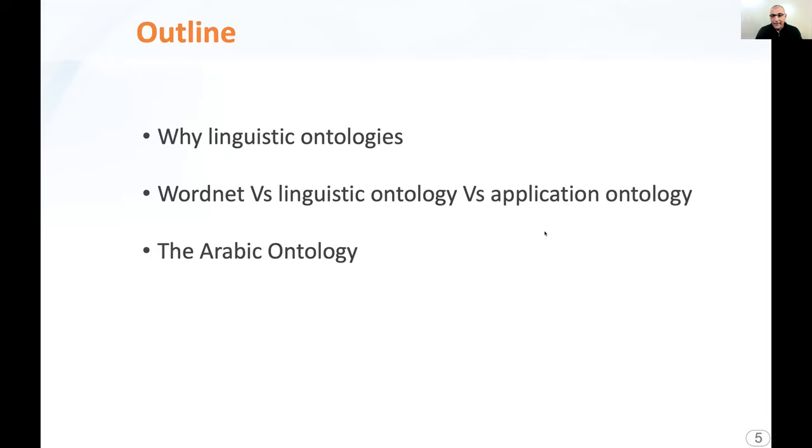Okay, so in this talk, I will discuss three things. First, I will discuss why we need linguistic ontologies. Then I will discuss some foundational differences between WordNet, linguistic ontology, and application ontology. And in the third part of the talk, I will show you the Arabic ontology, which is a linguistic ontology.